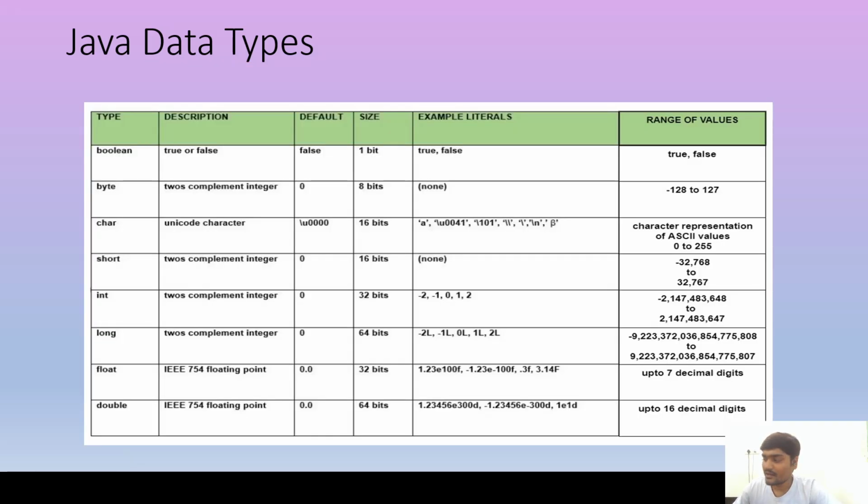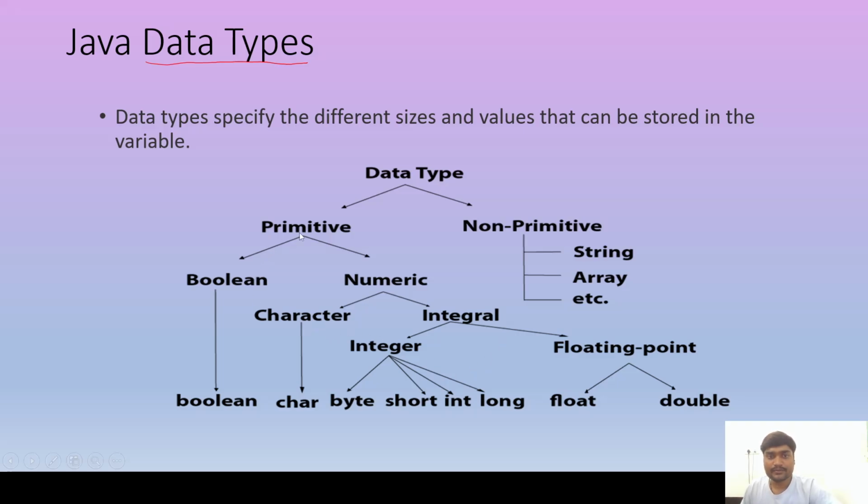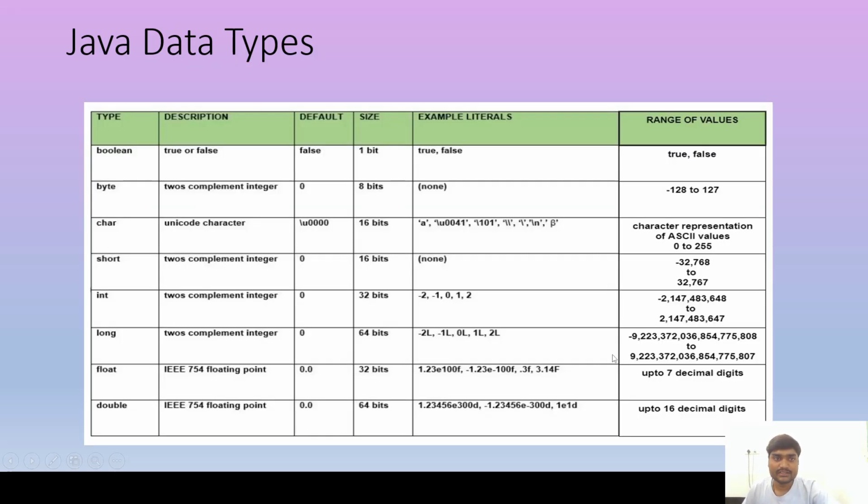If you see, in primitive data types there are two, Boolean and numeric. Boolean has the normal boolean variable. In numeric there are two, characters and integral. Characters use the char data type, and in integral there are two, integers and floating points. In integer there are byte, short, int, and long, which depend on the different sizes of the particular data type. And in floating point, there are two, float and double. You can see the chart here.